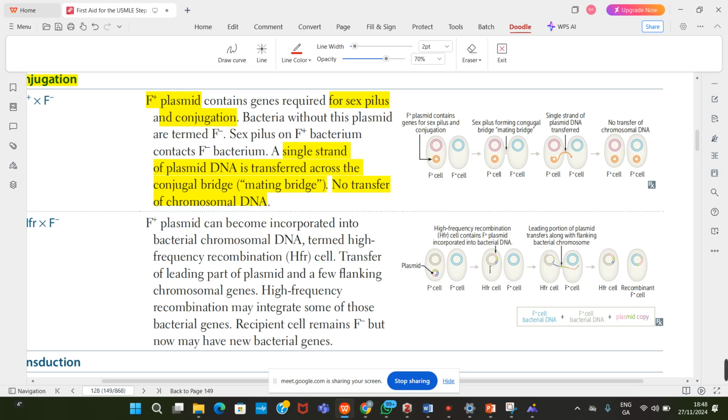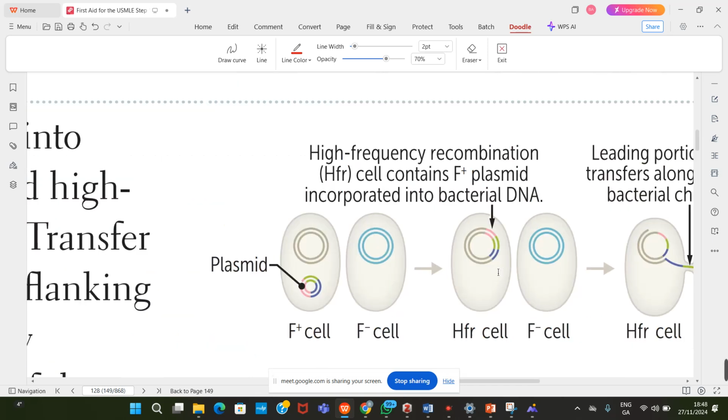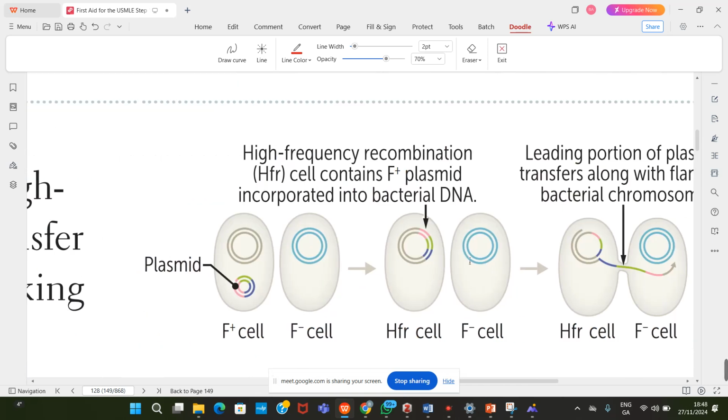Can we see the diagram? Please zoom in more. Can we see it? Yes. So that means that this is the plasmid part and this is the bacterial chromosomal DNA part. So we call that a high frequency recombinant cell.